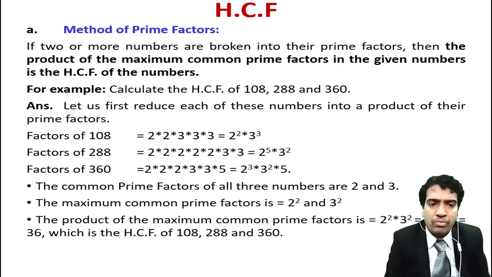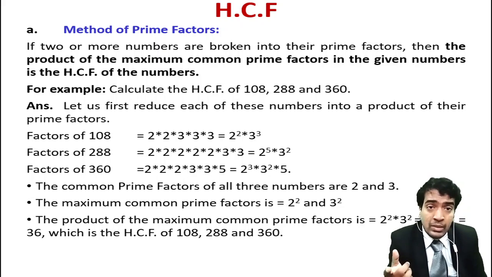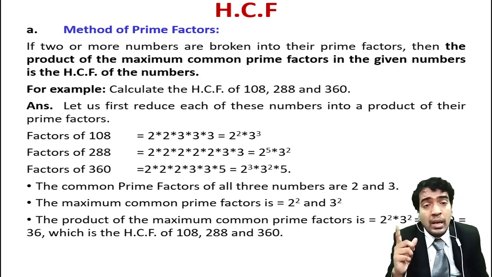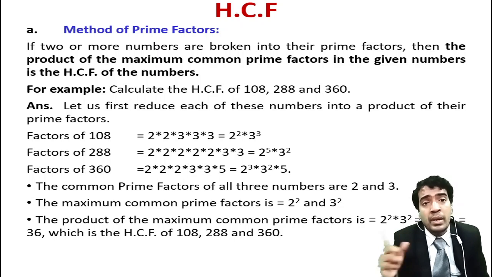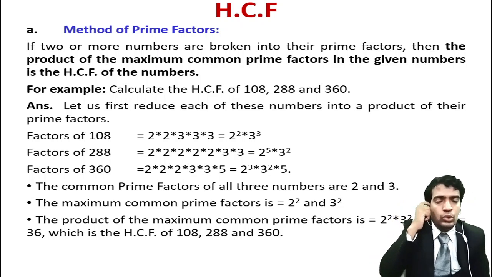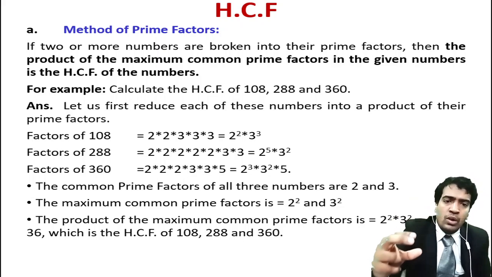Now we look at the method of prime factors. How would we calculate the H.C.F using this method? If two or more numbers are broken into their prime factors, how can you break them into prime factors? The fundamental theorem of arithmetic says every number greater than 1 is either a prime number itself, or it can be represented as a product of prime numbers, and such representation is unique. So every composite number can be reduced into a product of prime factors.